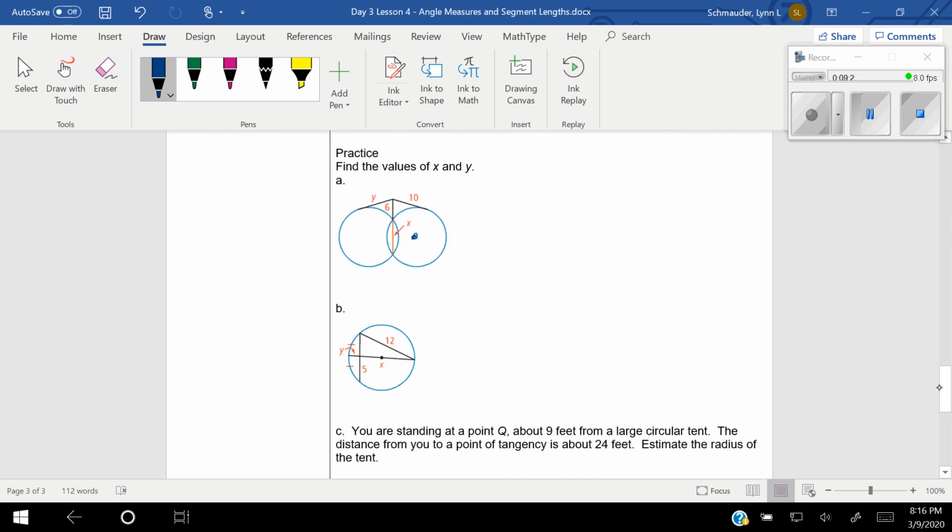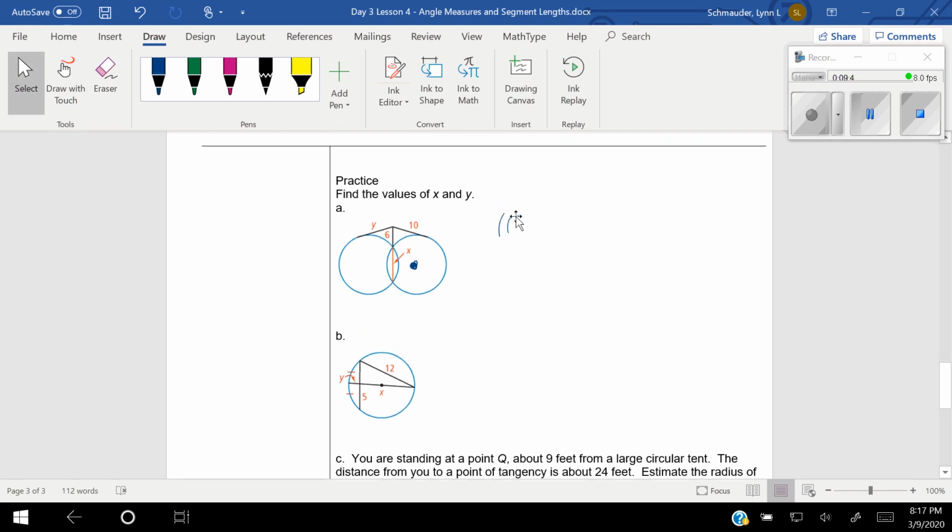Okay, so let's look again at this circle on the right. So the outside times the whole, so that would be 10 squared, equals the outside over here. The outside over here is 6, and the whole thing is X plus 6. So I got 100.